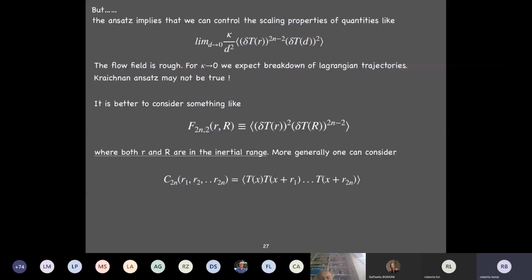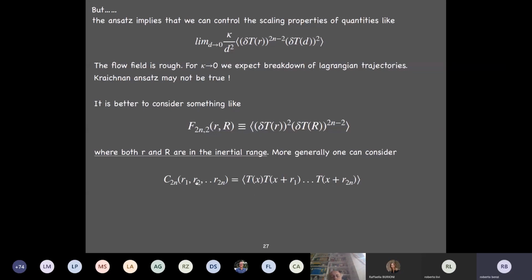You don't want simply to know the scaling property of this quantity, you really want to know the prefactor in front of it. And in fact, it's much better to consider a quantity of correlation of this kind where both small r and large r are within the inertial range, so where no viscosity is acting in the system, where the viscous effects are not yet acting in the system. More generally, of course, what you have to look at is the correlation function between the field at different points.